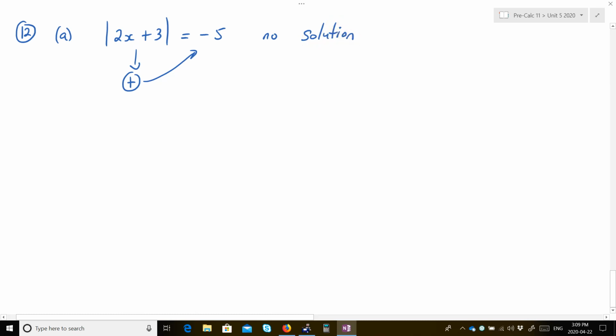And number 12, it says 3 of these equations have no roots. Which equations are they? Explain how you can tell. Okay, so A definitely does not have a solution because it's saying the absolute value of 2x plus 3 equals negative 5. Anything that comes out of an absolute value is positive. So how could it possibly equal negative 5? This is going to have no solution.